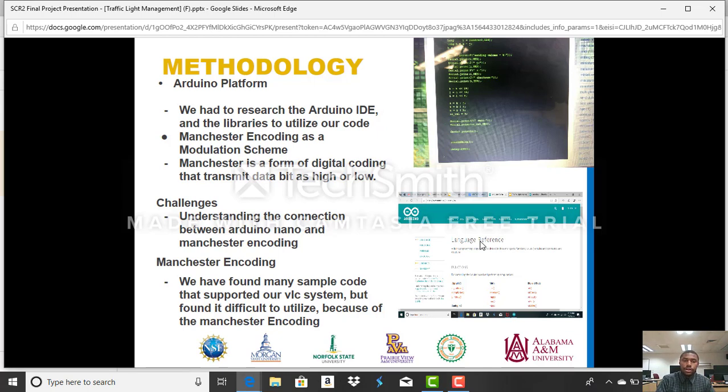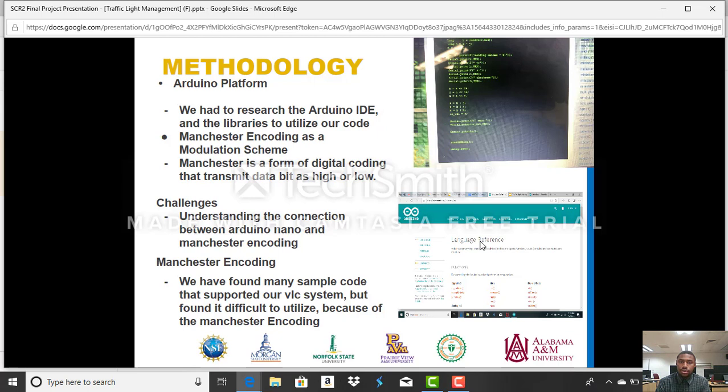Okay, so moving on to the Arduino platform, we had to research and understand what the Arduino IDE was, as well as the libraries associated with it, because many of our sample codes were already made with libraries built into them, such as Timer1 and the Receiver Type H header, which helped us implement most of our code, as well as Manchester encoding.